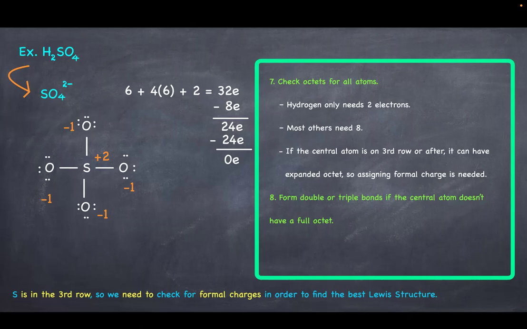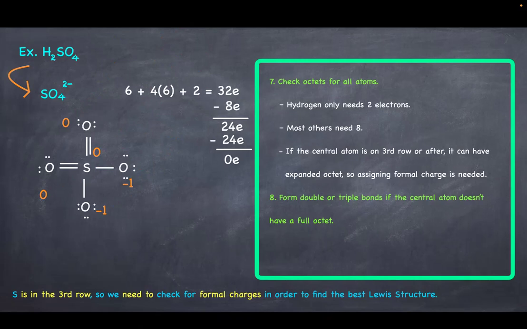And that can only be achieved by making 2 double bonds. So what we do is we take the lone pair of one of the oxygens away, we make a double bond, we do the same thing from another oxygen, we also make a double bond. So now if you assign the formal charges, you will see that everything is 0, only 2 oxygens are -1. And that's perfect for this structure because the overall charge is -2. All right, so this is the best Lewis structure of SO4 2-.